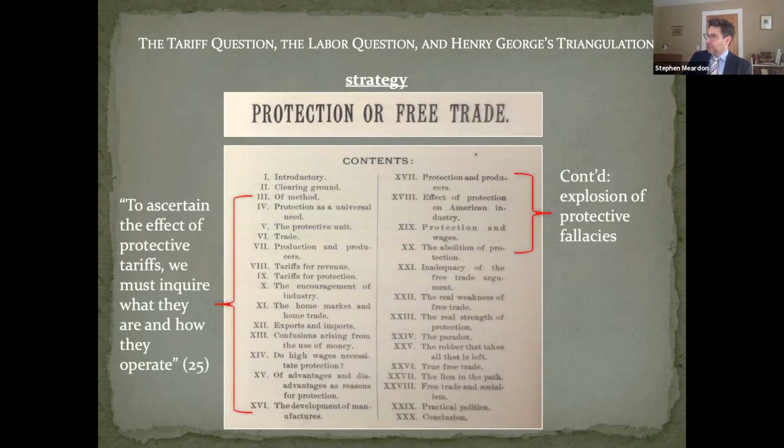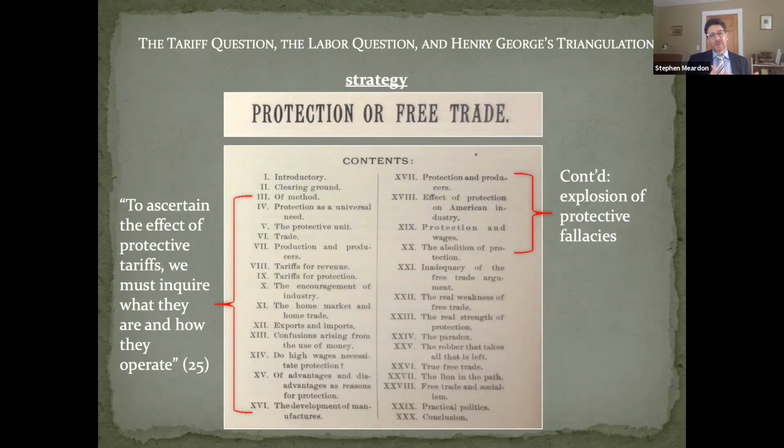In a very large part of the book, more than half of the book, what he's doing is inquiring into what protective tariffs are and how they operate. And then going on to explode protective fallacies. None of this is particularly original, right? None of it. What he's doing is relating back, it's true, to some work that was original, his reconstitution of economic theory in Progress and Poverty.